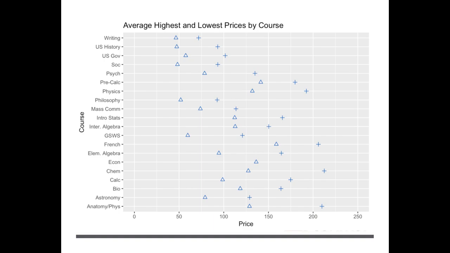Here is the average of the highest and lowest prices by course. So for each individual course, like writing at the top here, we looked at writing across a number of institutions. And so the triangle there is showing you the average lowest price for the required materials for that course across all institutions that we looked at. And the plus is showing you the highest average price across all of those.